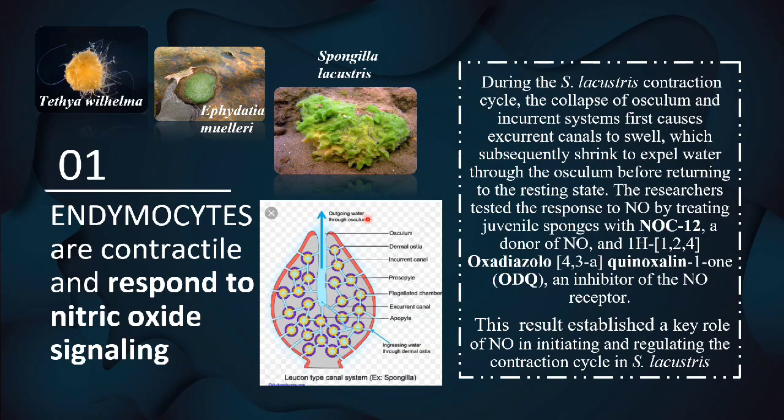The researchers tested the response to NO by treating juvenile sponges with oxadiazoloquinoxaline, an inhibitor of NO receptor. NO release immediately shrank the incurrent system, including incurrent canals and tent, and expanded the excurrent canals as during the initial stages of the contraction cycle. Subsequently, the incurrent system exhibited short, pulse movements and returned to resting state only after NO removal. This established the key role of NO in initiating and regulating the contraction cycle in S. lacustris.